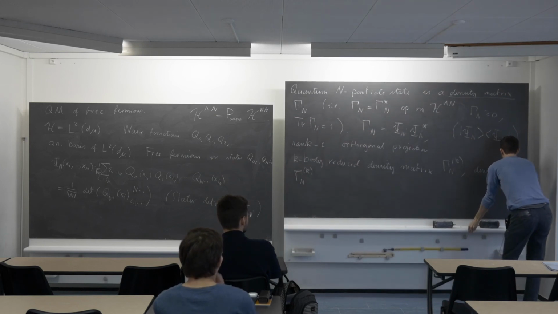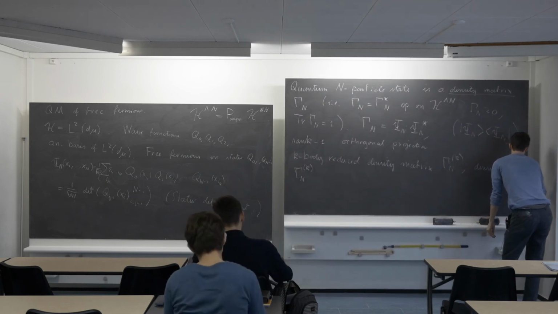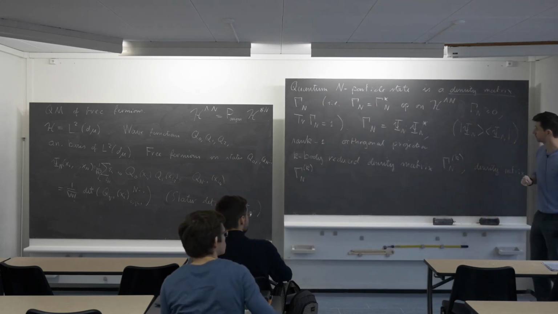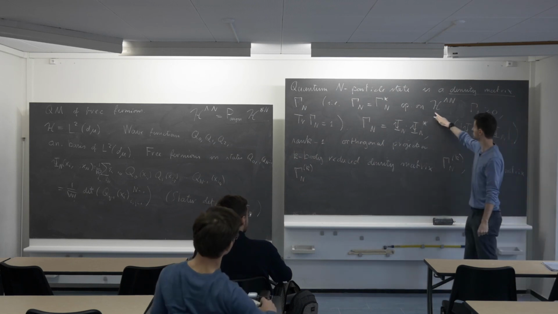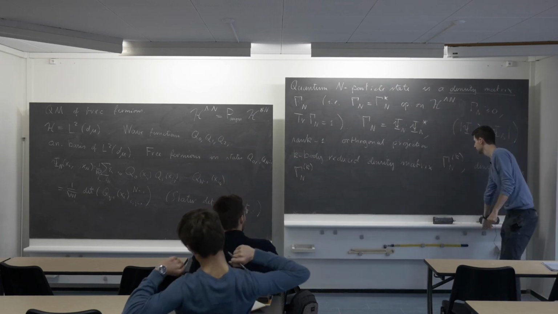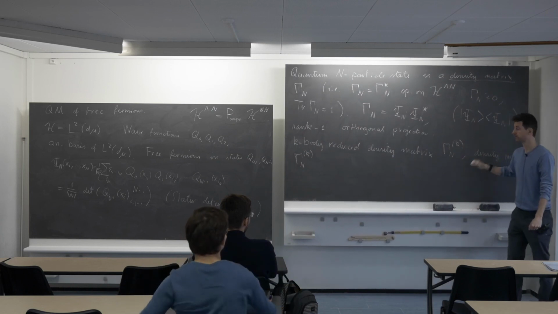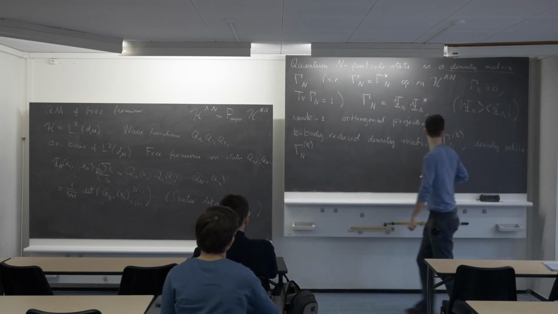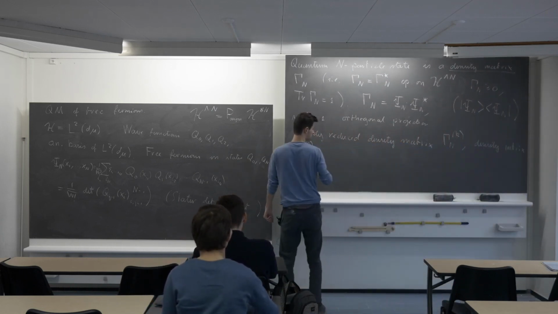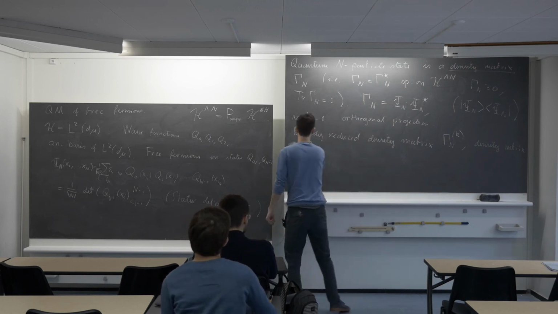So this is a density matrix. The claim is exactly like for probability measures. If you have a density matrix on this n particle space, then you can basically integrate out particles to get density matrices on k particle space.